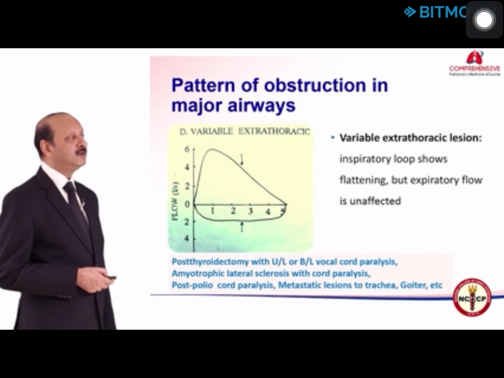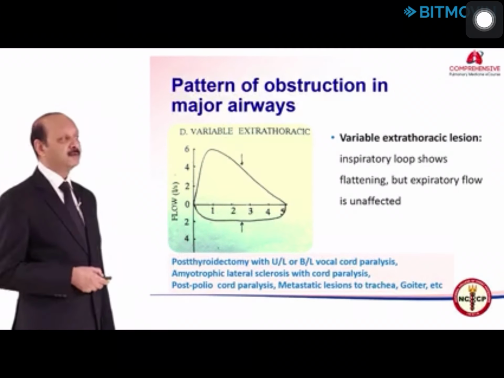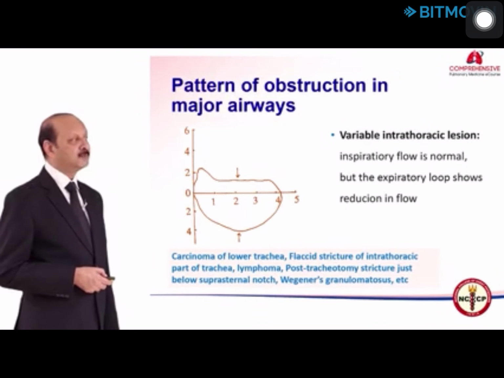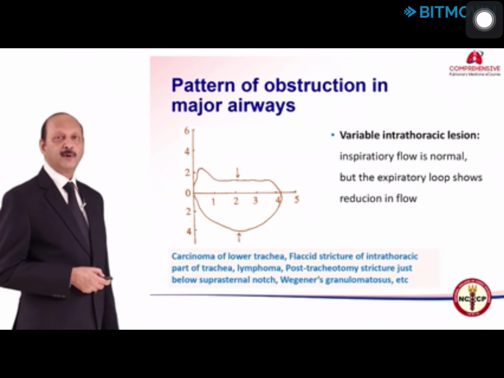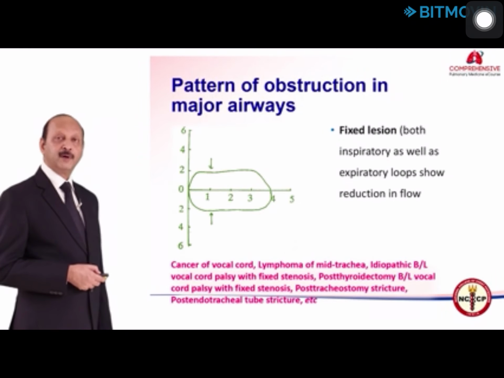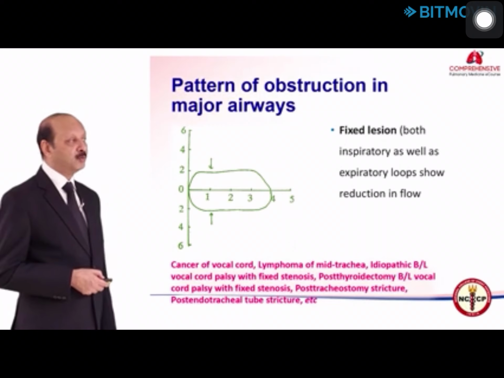In this, what you are seeing, the inspiratory flow instead of being round is flattened. So this indicates a variable extrathoracic lesion. In this example, the inspiratory loop is round, but the expiratory loop is flattened. This indicates a variable intrathoracic obstruction, making the expiratory loop flattened. And in this, the inspiratory loop is flattened and the expiratory loop is flattened. So both loops are flattened. This is an example of a fixed airway obstruction.